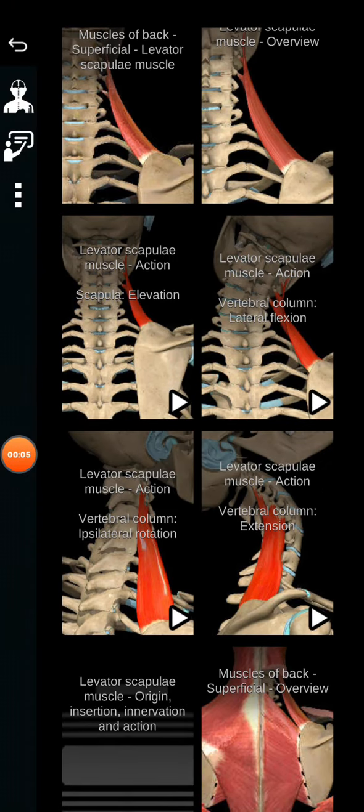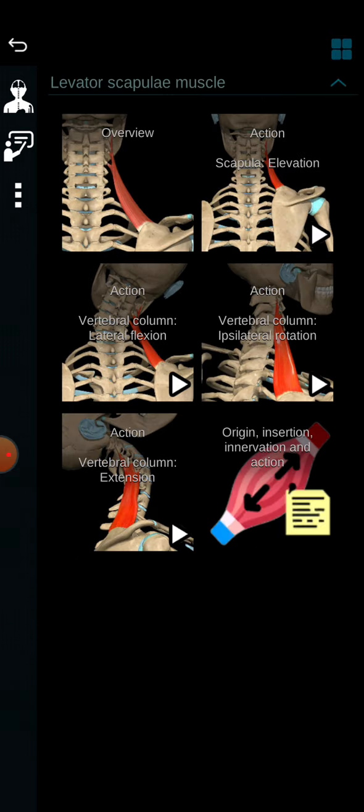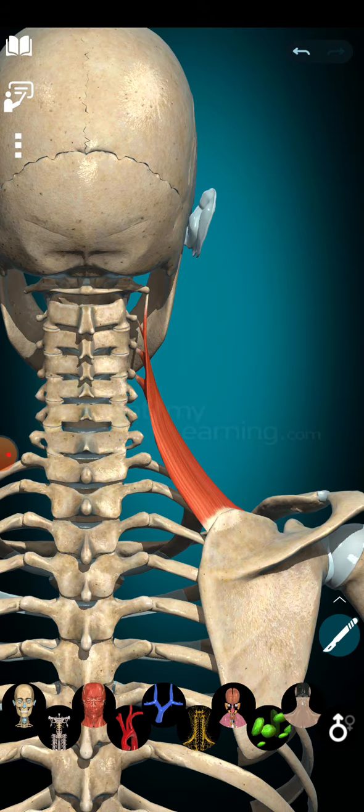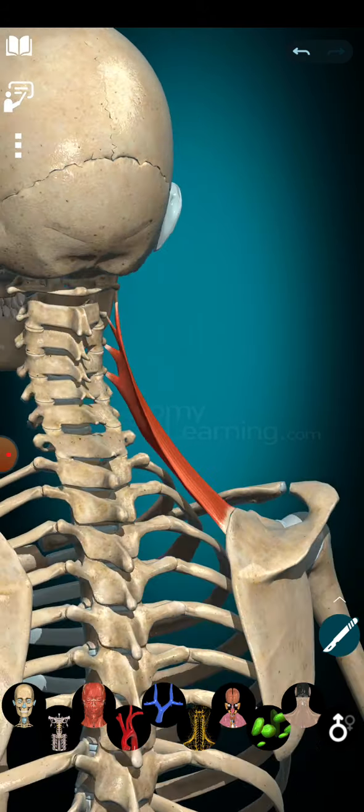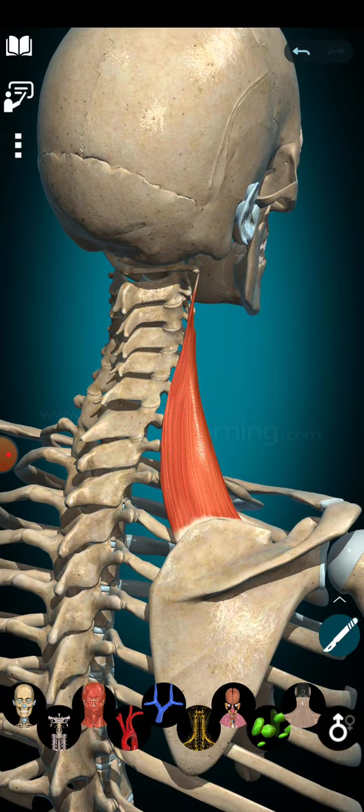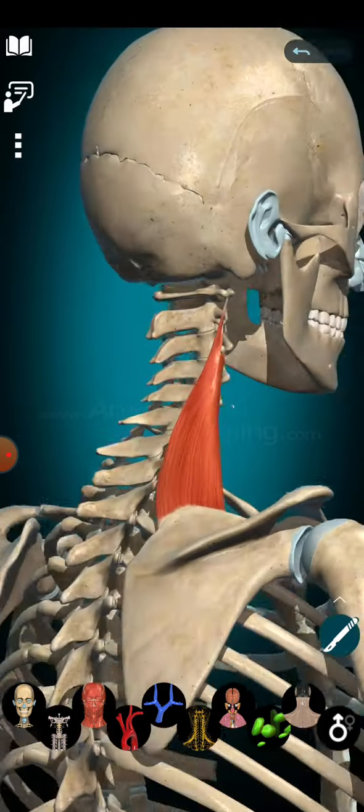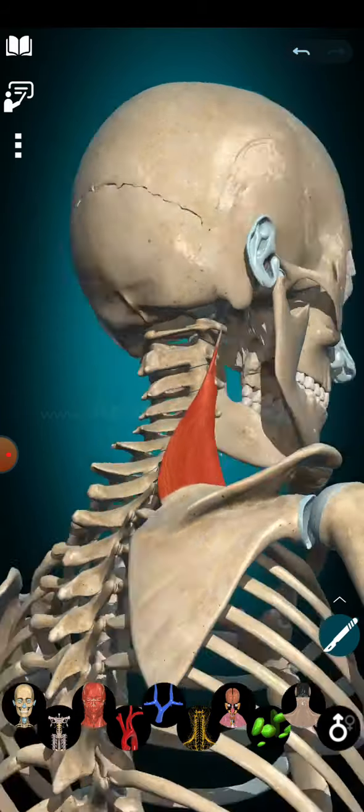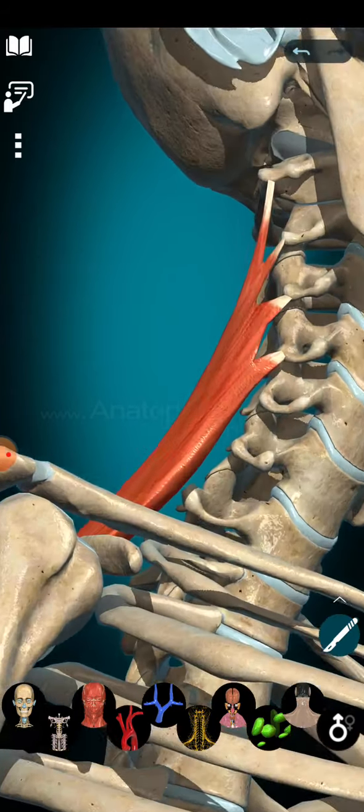Okay, so we are going to discuss the levator scapulae. So this is our levator scapulae. This levator scapulae arises from the posterior tubercles of the transverse processes of these vertebrae. So we can now seek out here like this.